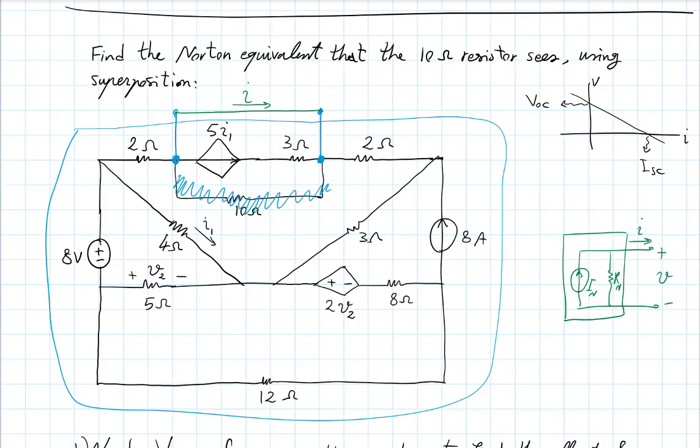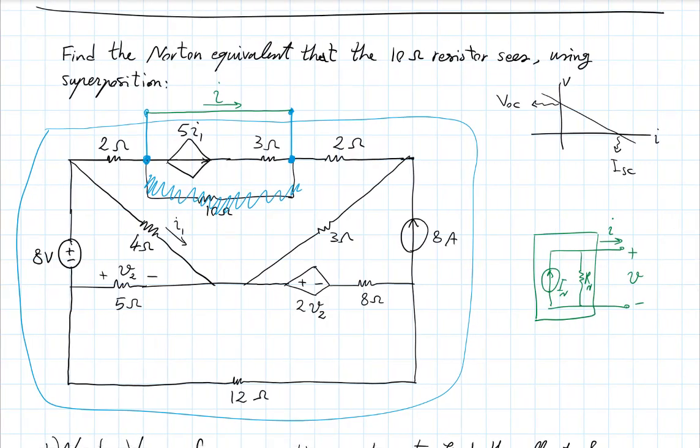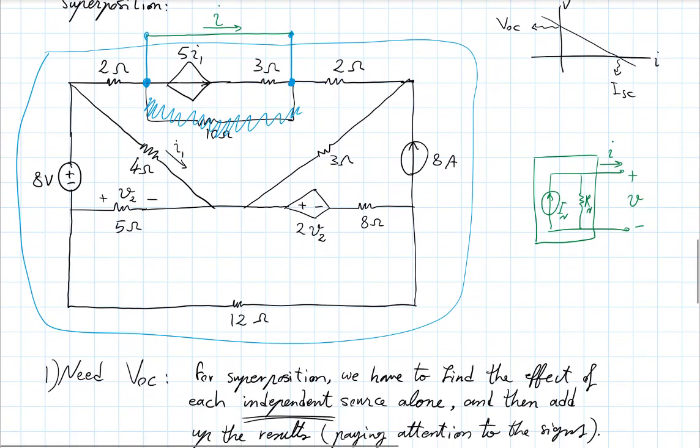And then another step would be you replace the 8-volt source with a short circuit and see the effect of the 8-amp source, and then add them up. And then you have your open circuit voltage and short circuit current. And so remember that in this particular case, what's the relationship between the short circuit current and the Norton current? They're the same.